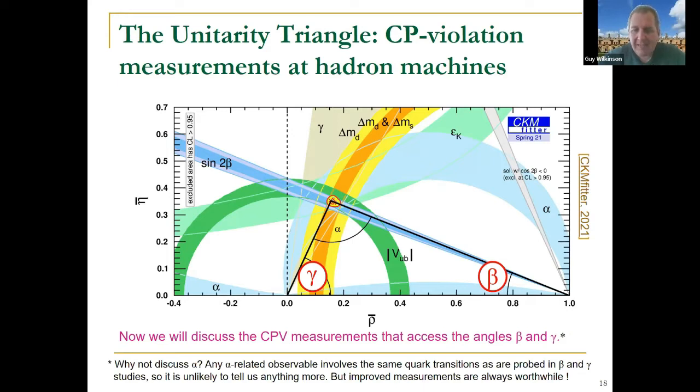Any alpha-related observable involves the same quark transitions as those probed in beta and gamma studies, so it's very unlikely to tell us anything more. I think it's a second-class observable, because beta and gamma are things we can measure better. But I shouldn't downplay it too much. Improved measurements are always worthwhile, so any good measurement of alpha is always welcome. But still, let me focus on beta and gamma.